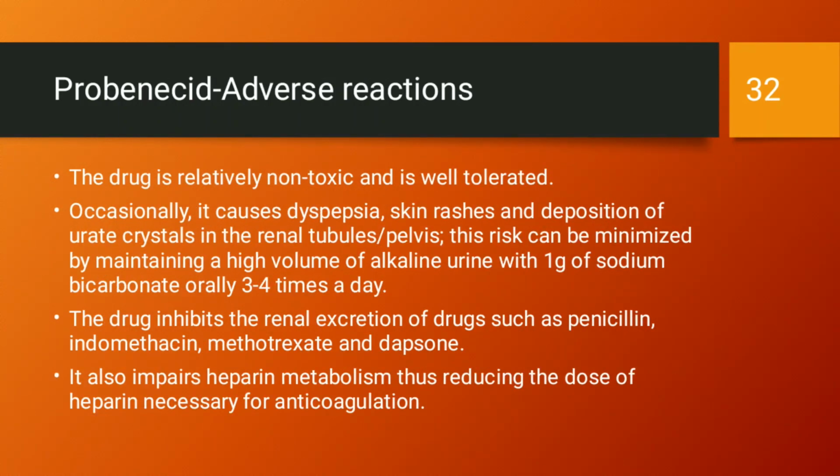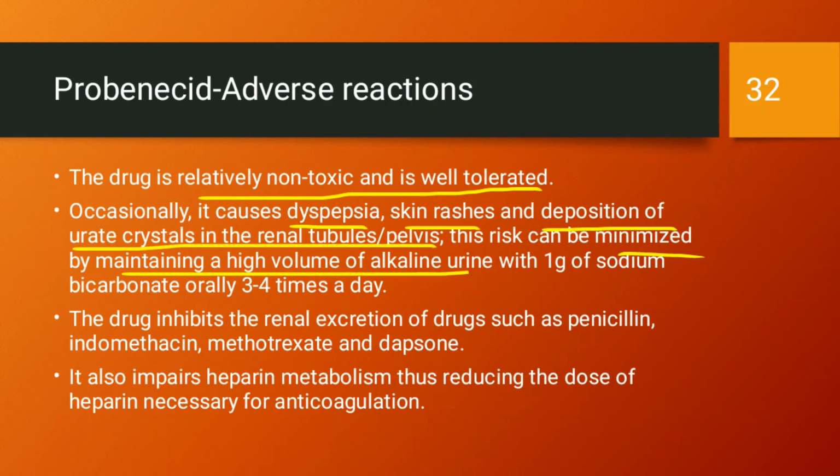Okay, next, adverse reactions of Probenecid. The drug is relatively non-toxic and is well tolerated. Occasionally it causes dyspepsia, skin rashes, and deposition of urate crystals in the renal tubules or pelvis. This risk can be minimized by maintaining a high volume of alkaline urine with 1 gram of sodium bicarbonate orally 3 to 4 times a day.